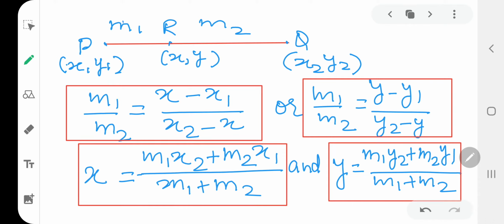And now children, let's do 2 questions to understand how we will be applying these formulas in our questions.